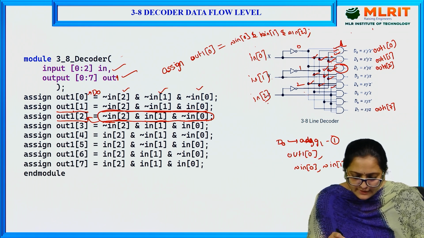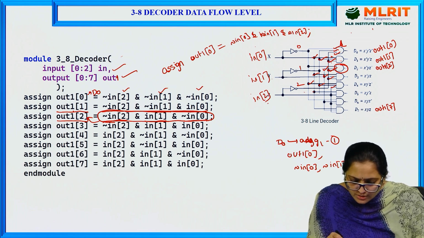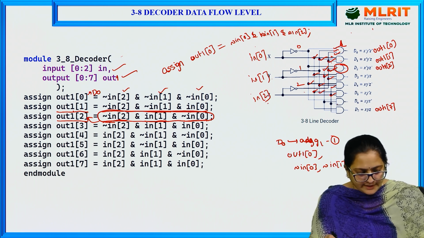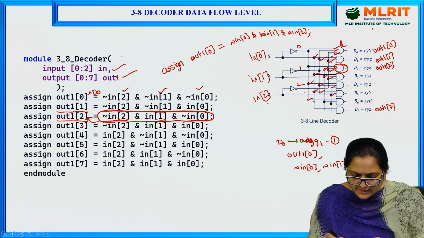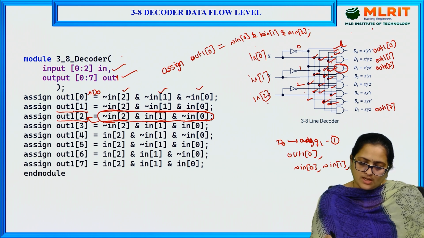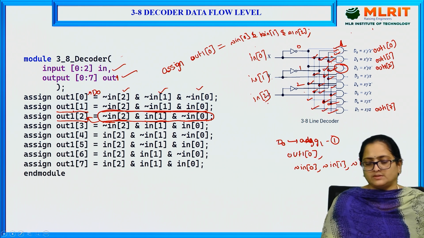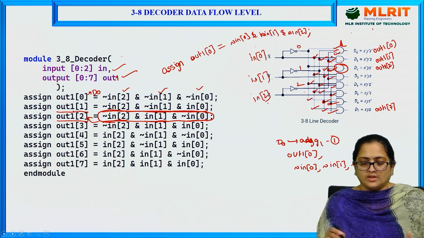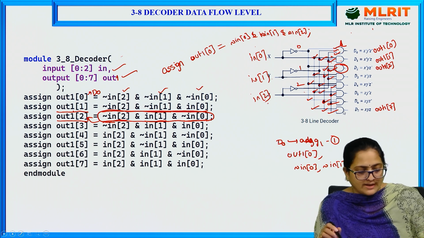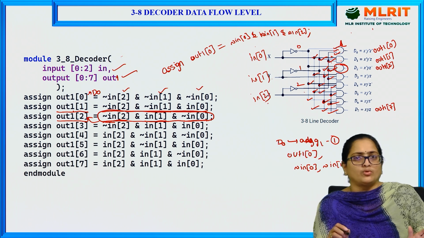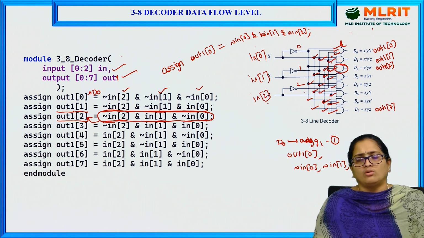And for this AND gate, the inputs are IN0, complement of IN1, IN2. For this AND gate, complement of IN0, IN1 and IN2. And for this, IN0, IN1, IN2 are the inputs. So based on the inputs of these AND gates, you can directly assign the values to OUT1 of 0 through OUT1 of 7 in data flow modeling.